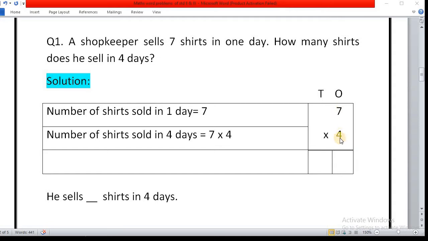So 7 fours are 28. So here I will write 2 in the tens place, and here I'll write 8 in the ones place. He sells 28 shirts in 4 days. Clear?